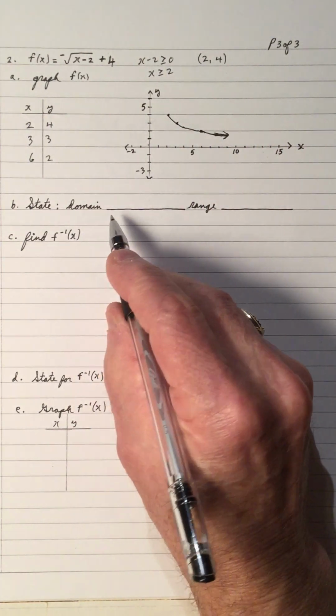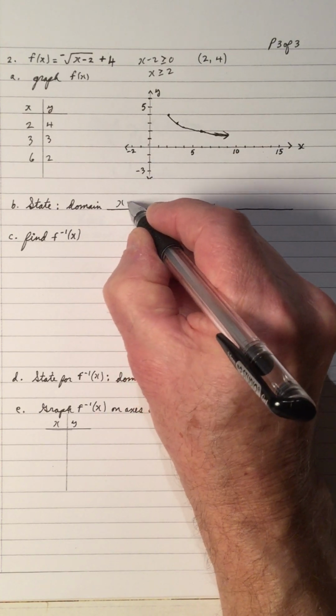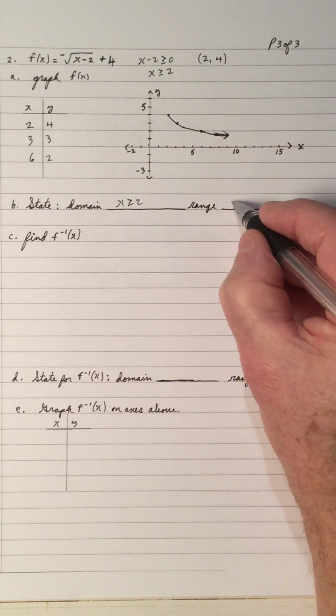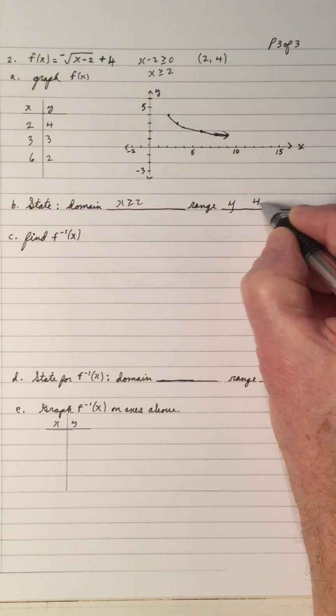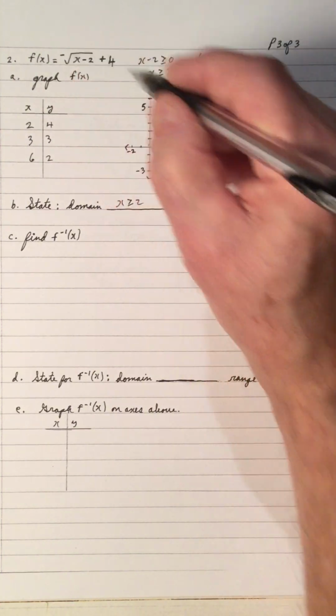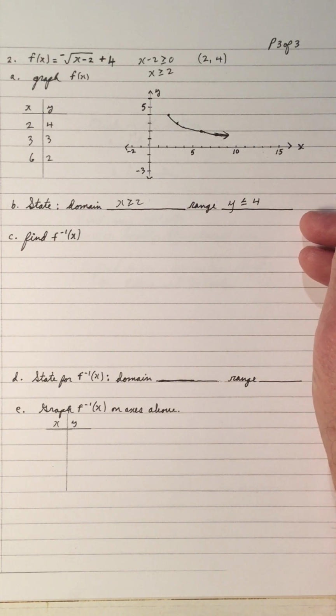Now, the domain, we figured it out to be, x is going to the right of 2, so x is greater than or equal to 2. And the range, notice this is negative, starting off at 4, but it's negative, so it's going down. So the range is y is less than or equal to 4.